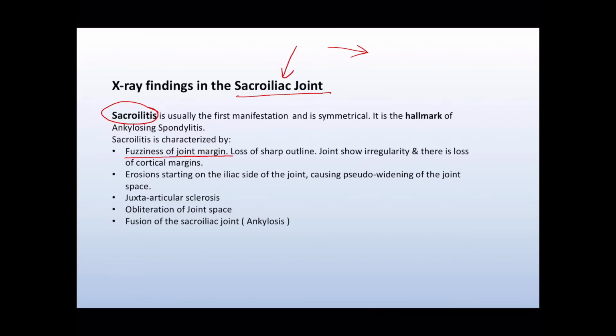This is called fuzziness. After that, erosion starts, usually on the iliac side of the joint, which causes widening of the joint space. After that, there is sclerosis, and sclerosis makes the joint space narrower. And in advanced stage, the sacroiliac joint gets fused, which is known as complete ankylosis. So now we shall discuss each of these characteristic features with their individual x-rays.